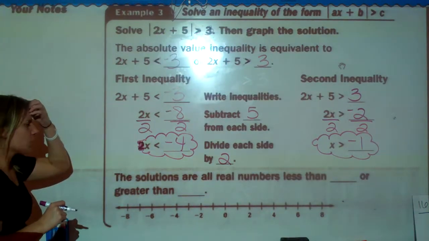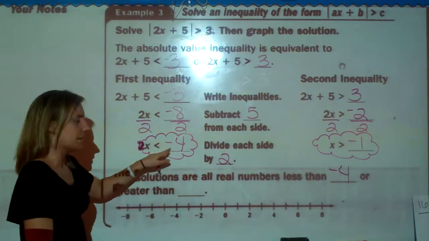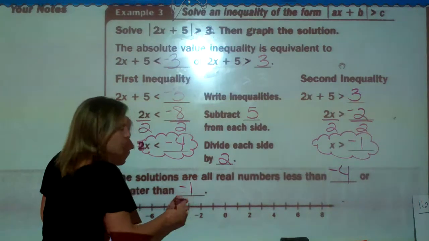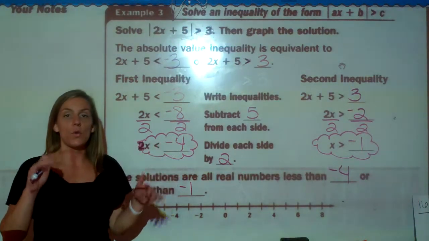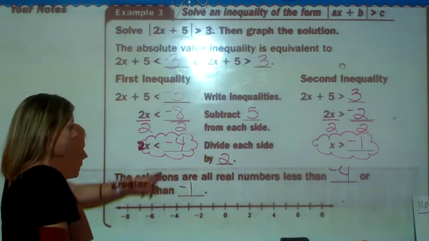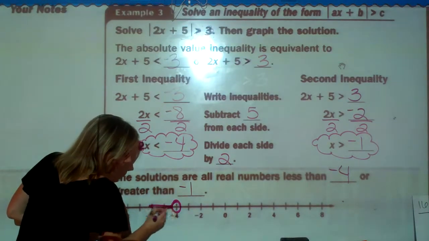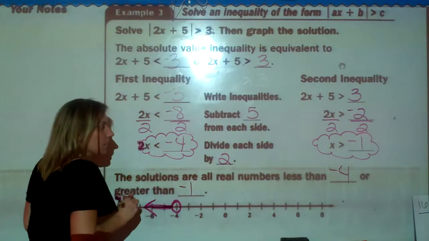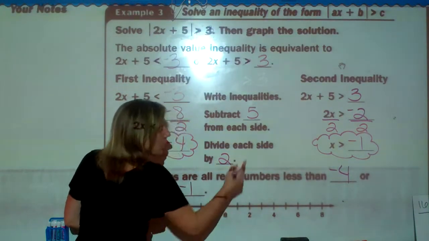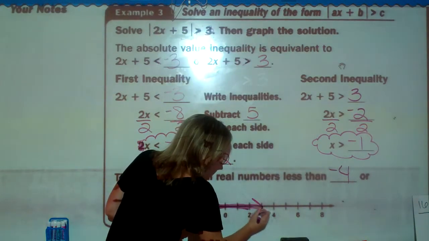So the solutions are all real numbers less than, and I think I accidentally said negative 2, I meant negative 4. Less than negative 4 or greater than negative 1. So again, in this case, since it's greater, one goes this way, one goes that way, so we just put them on the same number line. So there's no equal to, so it's an open circle. Less than is to the left. Okay, over here, there's no equal to, so it's an open circle at negative 1. Greater than is to the right, numbers that are larger than negative 1.